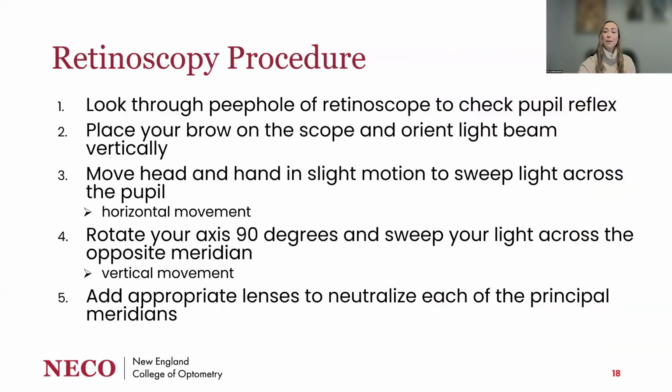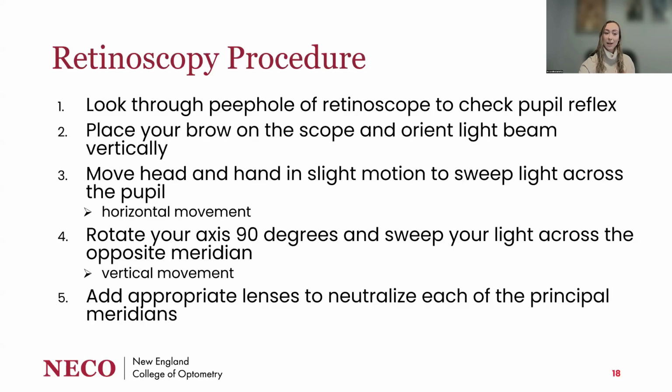First, you'll look through the peephole of the retinoscope and check the patient's pupillary reflex. We will assume the primary meridians of 180 and 90 degrees for this example. The examiner will place their brow on the scope and you will orient the beam vertically. You'll move your head and hand in a slight motion that allows the light to sweep across the pupil, and you would appreciate a horizontal movement of your scope.